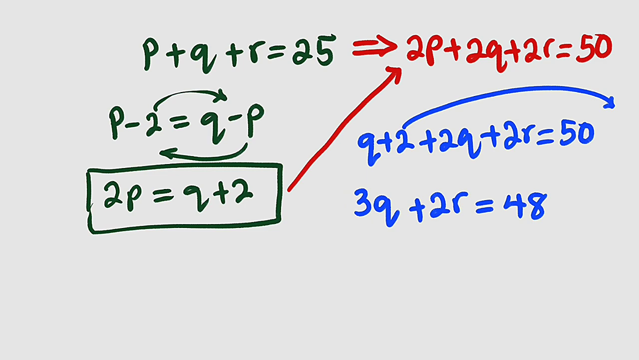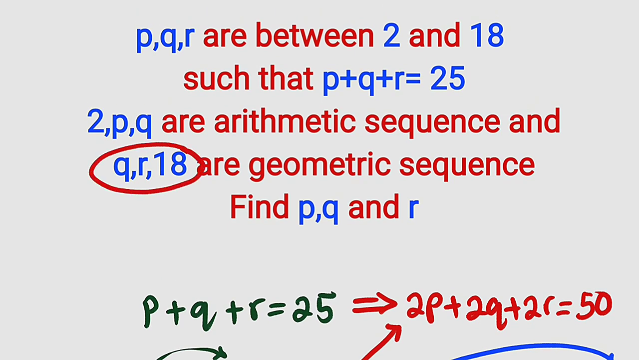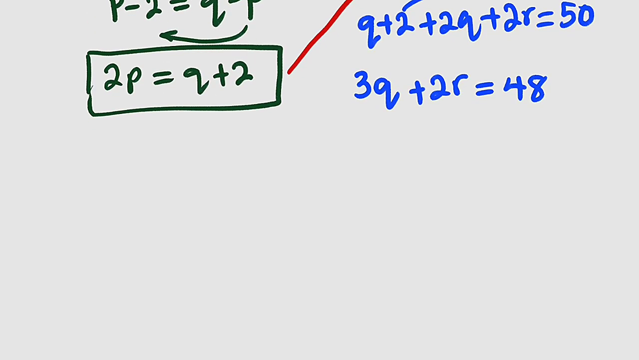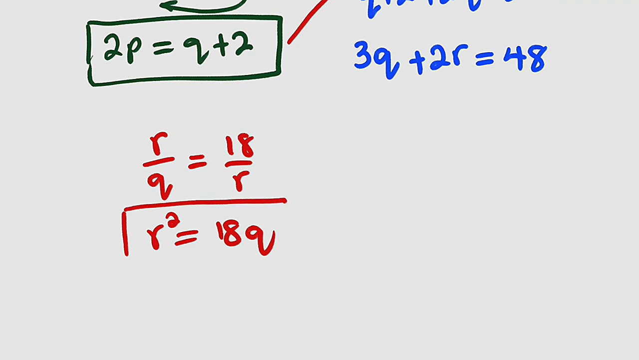All right, let's go back to the main question. We have learned that this is a geometric progression sequence. Therefore, in a geometric progression sequence, we have a constant common ratio. So this divided by this will be equal to this divided by this. What does that mean? It means R divided by Q is equal to 18 divided by R. You can cross multiply. We have R squared equal to 18Q, another important equation.